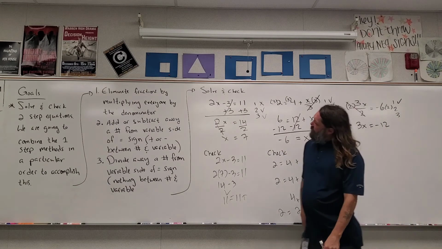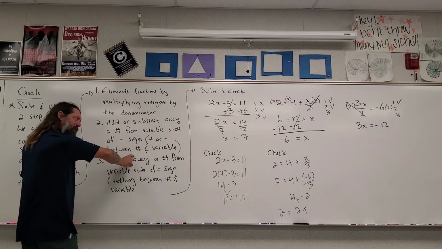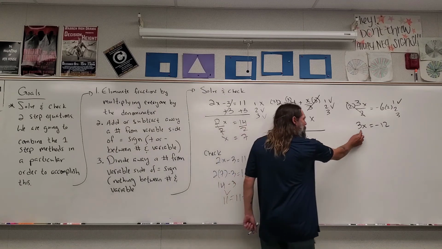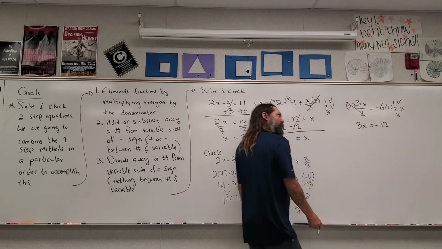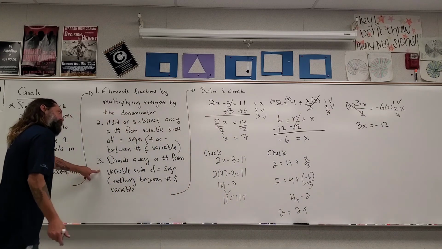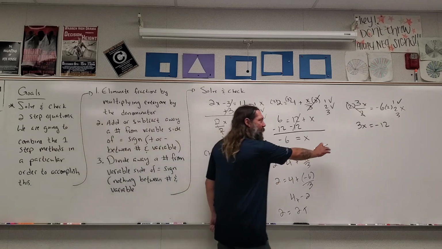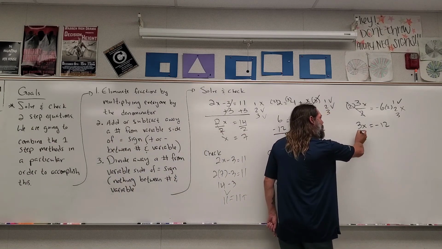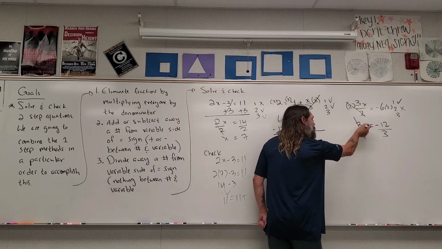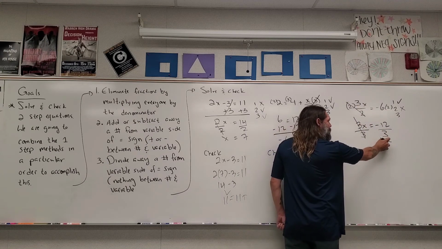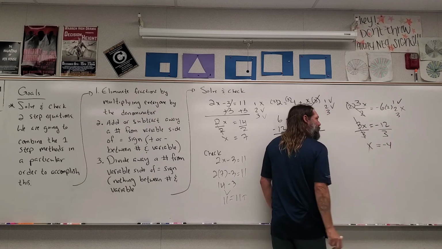Step 2, can I add or subtract away a number from the variable side of the equal sign, meaning I have a plus or minus between the number and the variable? There's nothing between the number and the variable, so I can't do step 2. Which means I have to do step 3, which is divide away the number from the variable side of the equal sign. There's nothing between the 3 and the x, so that's the number I'm going to divide out. So those 3's cancel just like those 2's did. 3 goes into negative 12 negative 4 times, and x is equal to negative 4.